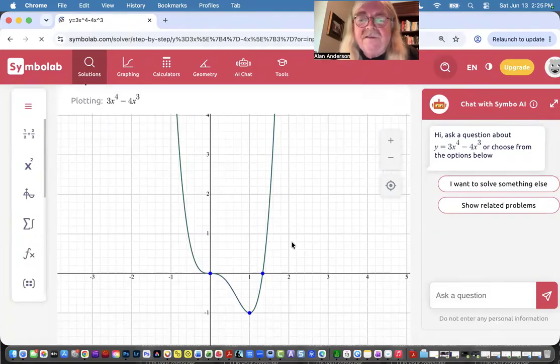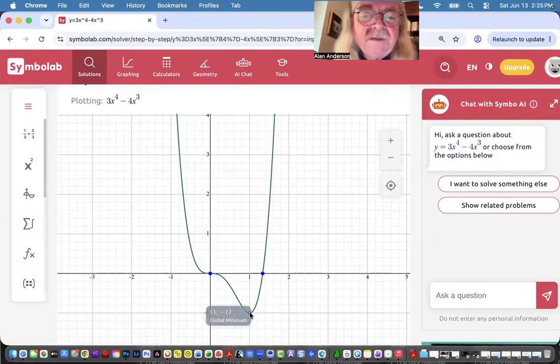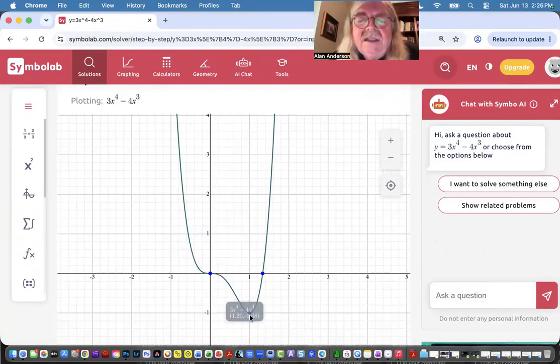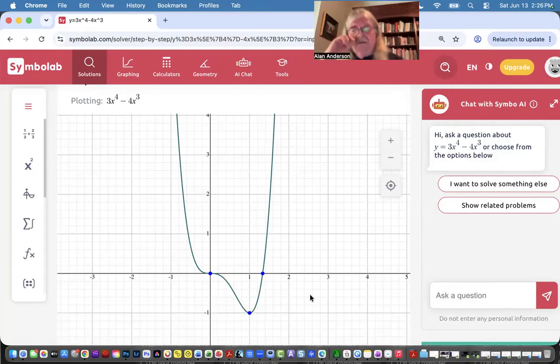Okay, here we go. Wow, that's a weird graph. So it looks like there's only one negative one. Now you notice how they've labeled it global minimum, and that's because, first of all, there's no other minima in the first place, but if there are, none of them are smaller than this one. So it's both a local and a global minimum, and that's all we have. These don't count. Those are just where it crosses the axis. That's it. It's right there. The point one, negative one.